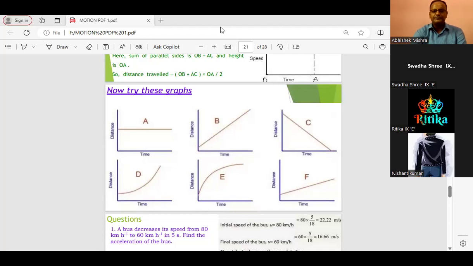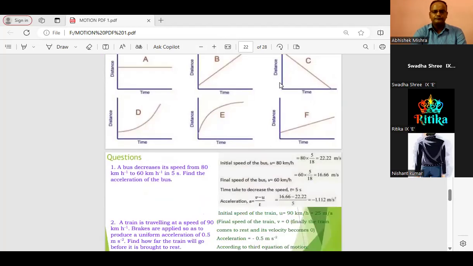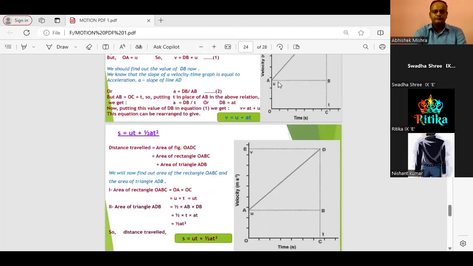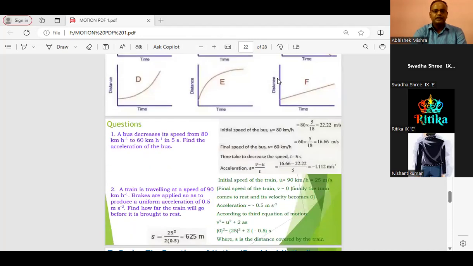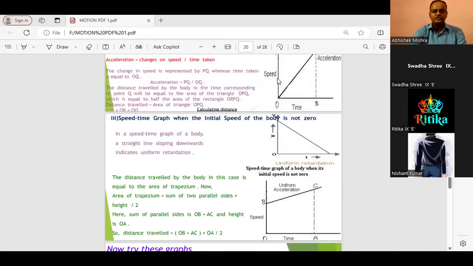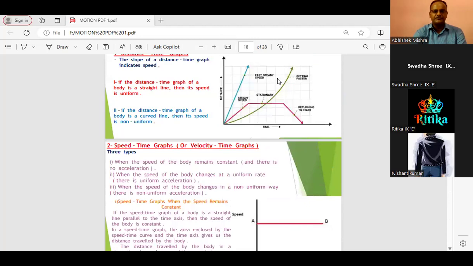I think all of you have taken the pic. Derivation of the equations of motion is deleted from our syllabus, definitely.